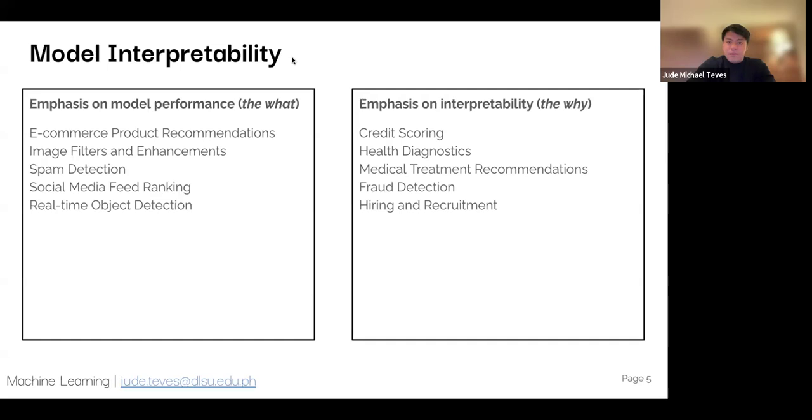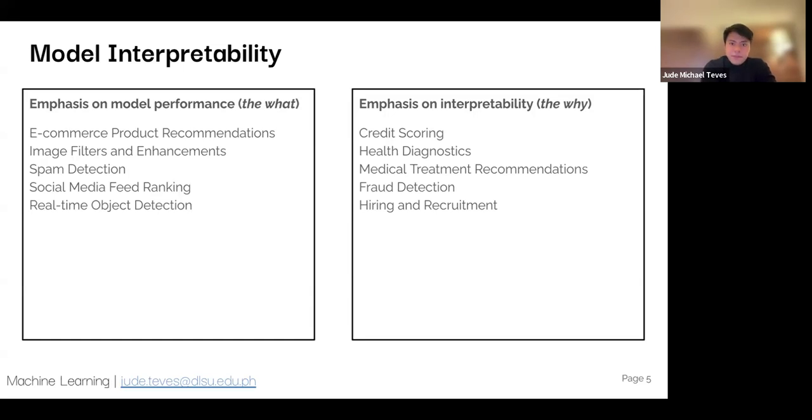So let's go back to the examples that I've given earlier. On the left-hand side, it's about the what, and the right-hand side, it's about the why. So why is it that we have more emphasis on the model performance on the left-hand side? It is because these are well-established use cases. And even if we don't exactly give out the rationale for the decision to the intended audience, it still works. It's okay. Like when you use your filters in your phone to enhance your images, do you really have to understand how it did that?